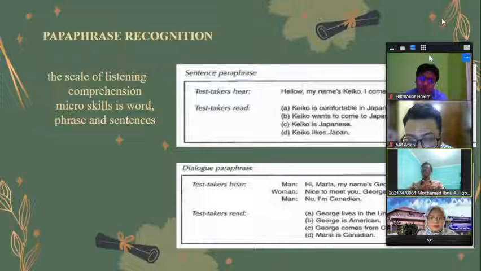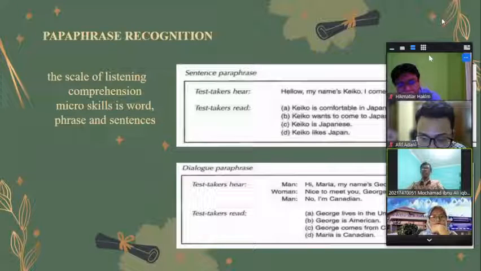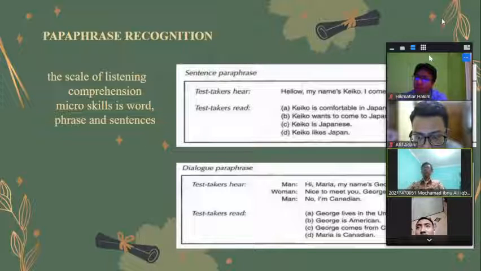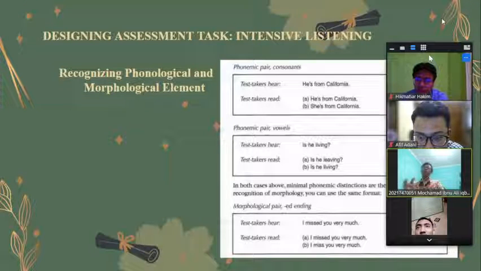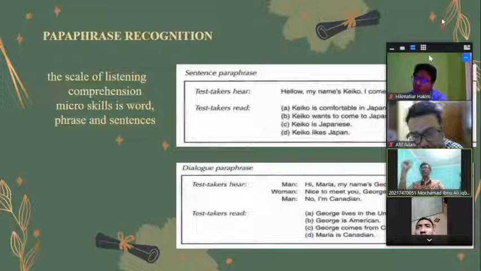Stressed and unstressed words may also be tested with the same rubric. Stress pattern in can't. The test taker hears, my girlfriend can't go to the party. The test taker reads A, my girlfriend can't go to the party, and B, my girlfriend can go to the party. Because they are decontextualized, this kind of test leaves something to be desired in authenticity. And then the one-word stimulus. The test taker hears, fine or wine.